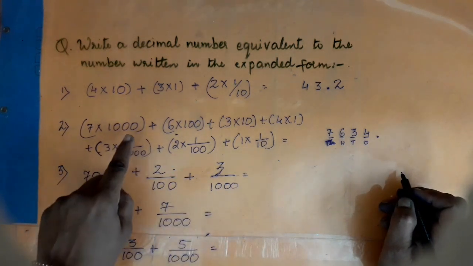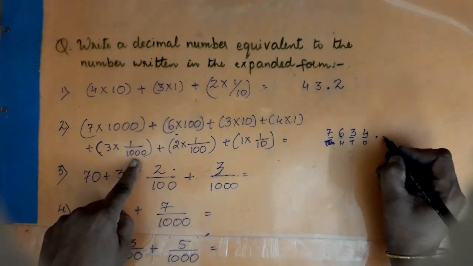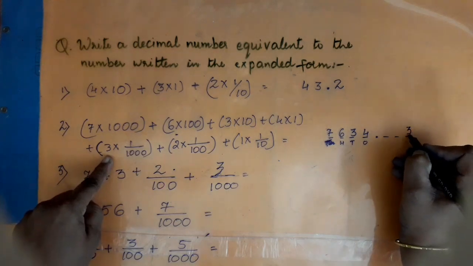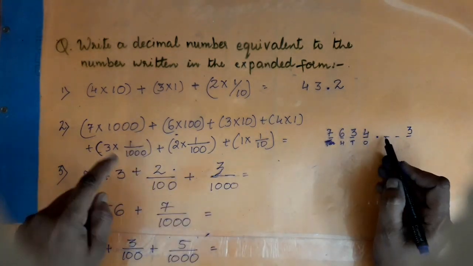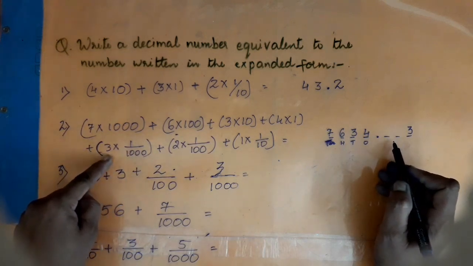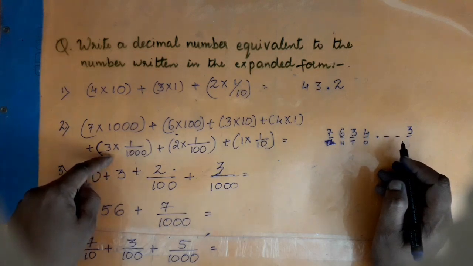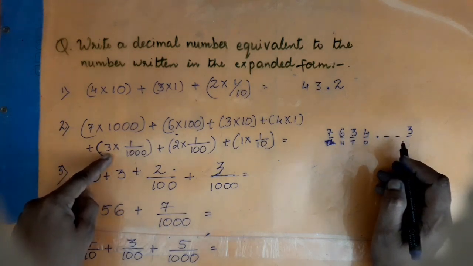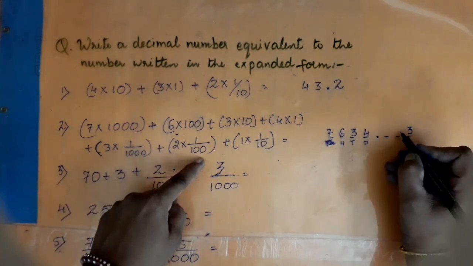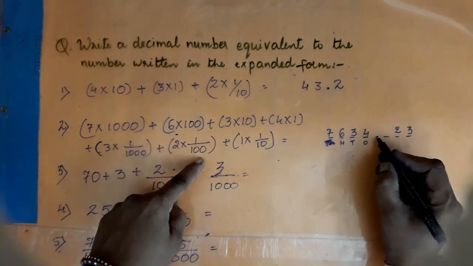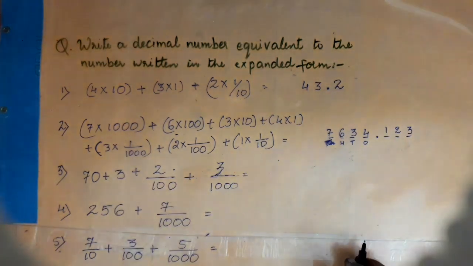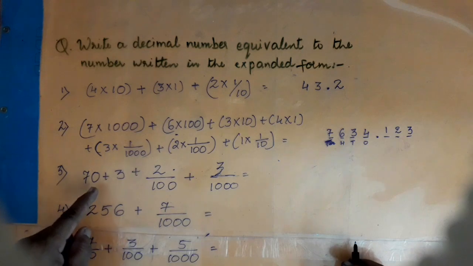3 is in which place? Thousands place. So after the decimal point, 3 should be the third digit, so you need to write it here. This is not the first digit because it is given first. You need to think about where 3 is given: is it in the tens place, hundreds place, thousands place, like that. Now 2 is in which place? Hundreds place. So I should write 2 here, after the decimal point, second digit. And 1 is in the tens place, so I need to write 1 here. Let's move to the third question.